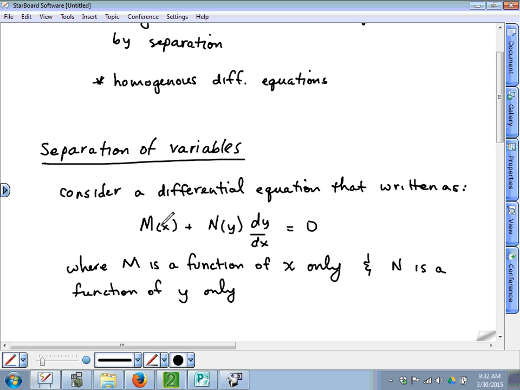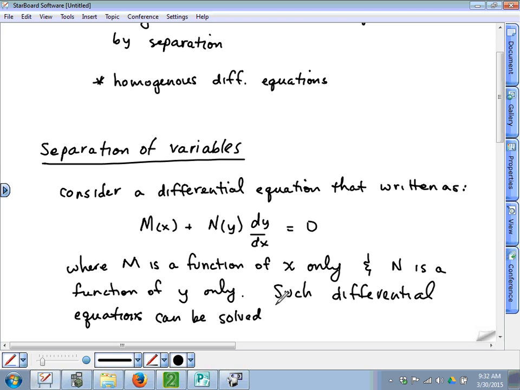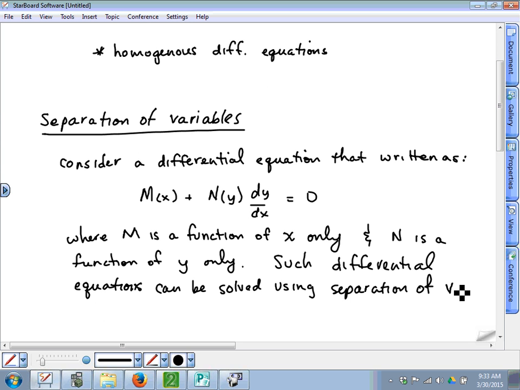So if you have a differential equation that has some function of x and then another function of y only equals zero, such differential equations can be solved using separation of variables.